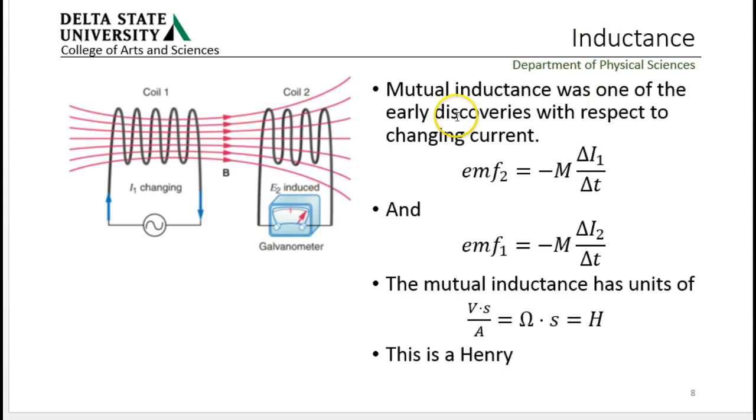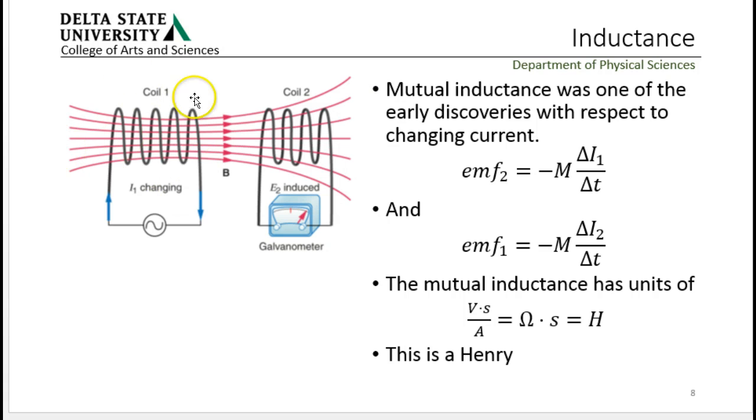So now we want to move on to something called inductance. One of the first things that was discovered was mutual inductance. Mutual inductance is actually how we broadcast and receive FM radio. So mutual inductance plays a big part in your life if you still listen to FM radio.